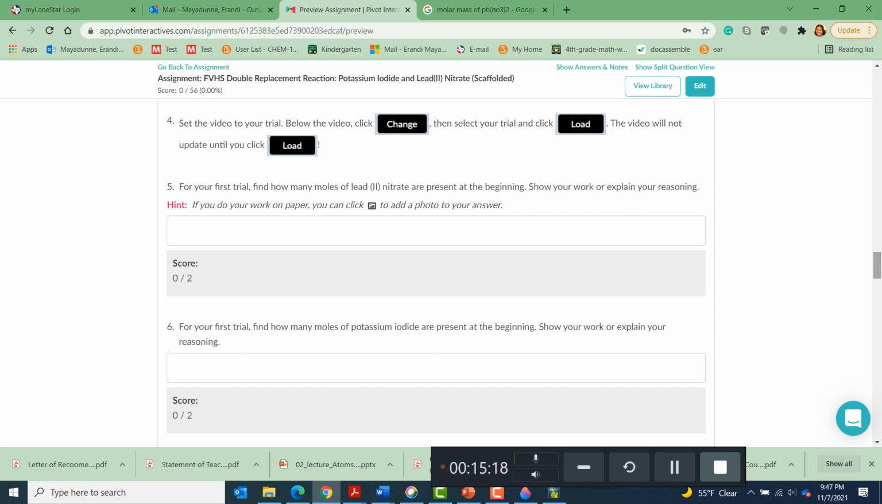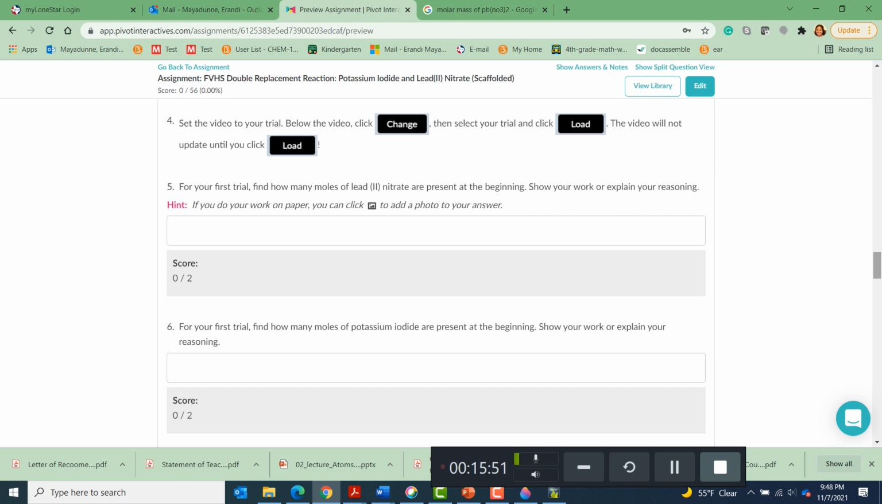So if I look at the balanced chemical reaction, 2 potassium iodide plus lead nitrate, Pb(NO3)2, then you get the products, KNO3 plus PbI2, and when you balance it you get 2 here. So the mole ratio is 2 to 1.